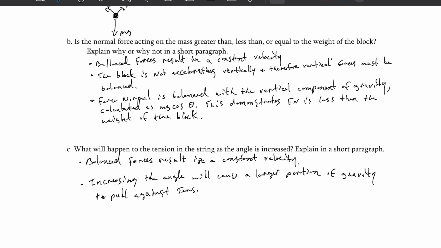Increasing the angle will cause a larger portion of gravity to pull against the tension. mg sine theta, as theta increases, so will mg sine theta. In order to maintain a constant velocity, tension then must increase because the component of gravity it's balancing is increasing, so tension must increase to maintain that balanced force.